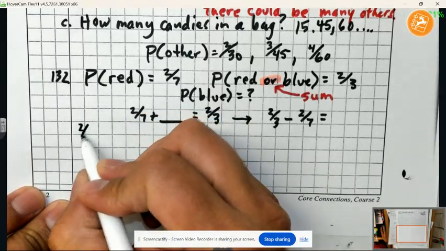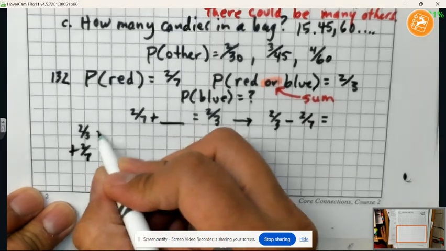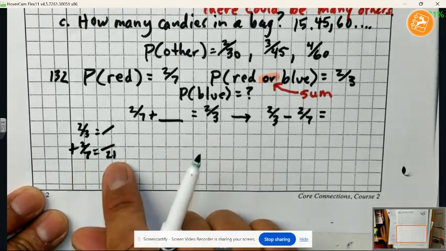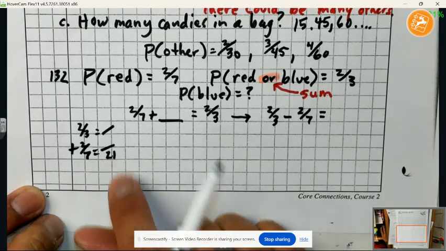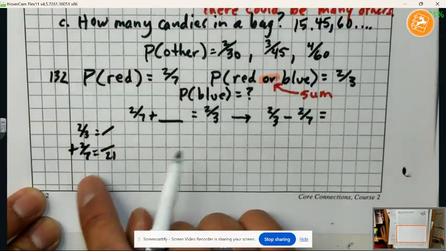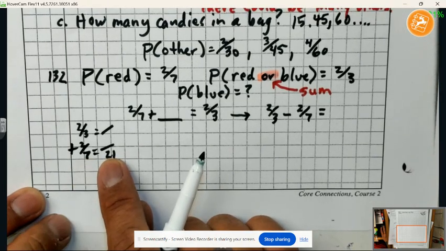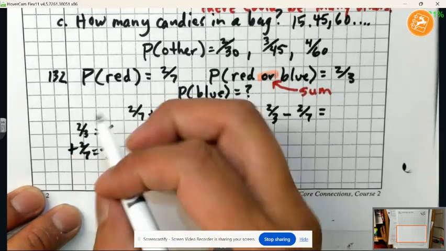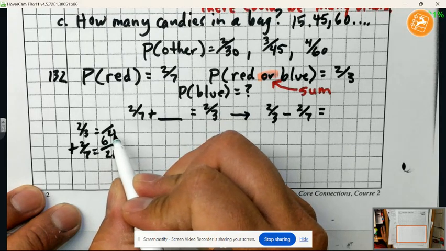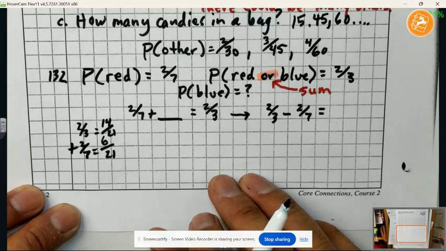So 2/3 and 2/7. Okay, so what is the giant one? 7 times 3 is 21. So 2 times 3 is 6. 3 times what is 21? 7 over 7. So this is 14 out of 21.